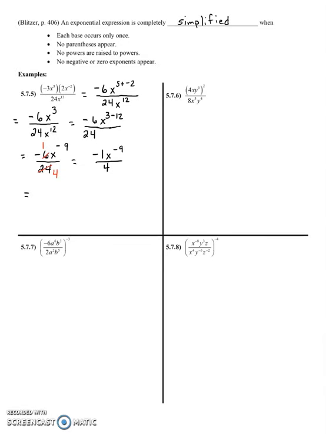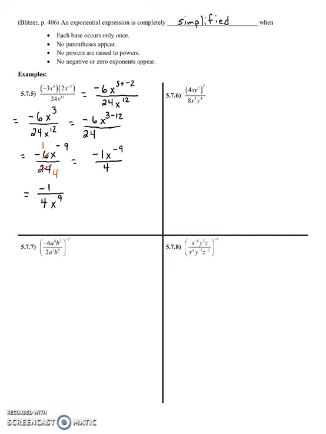And we don't like to have negative exponents. So remember, if there's a negative exponent, we can just move the whole factor to the denominator. The -1 stays in the numerator. The 4 stays in the denominator, and we move the x to the -9 from the numerator to the denominator, and when we do that, the exponent becomes positive.